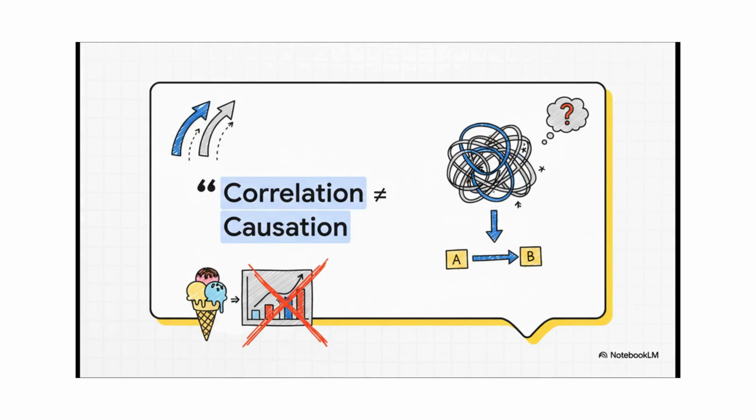No, of course not. And this brings us to the golden rule. The one thing you need to remember from all of this. Correlation does not equal causation. Just because two things are happening together does not mean one is causing the other.